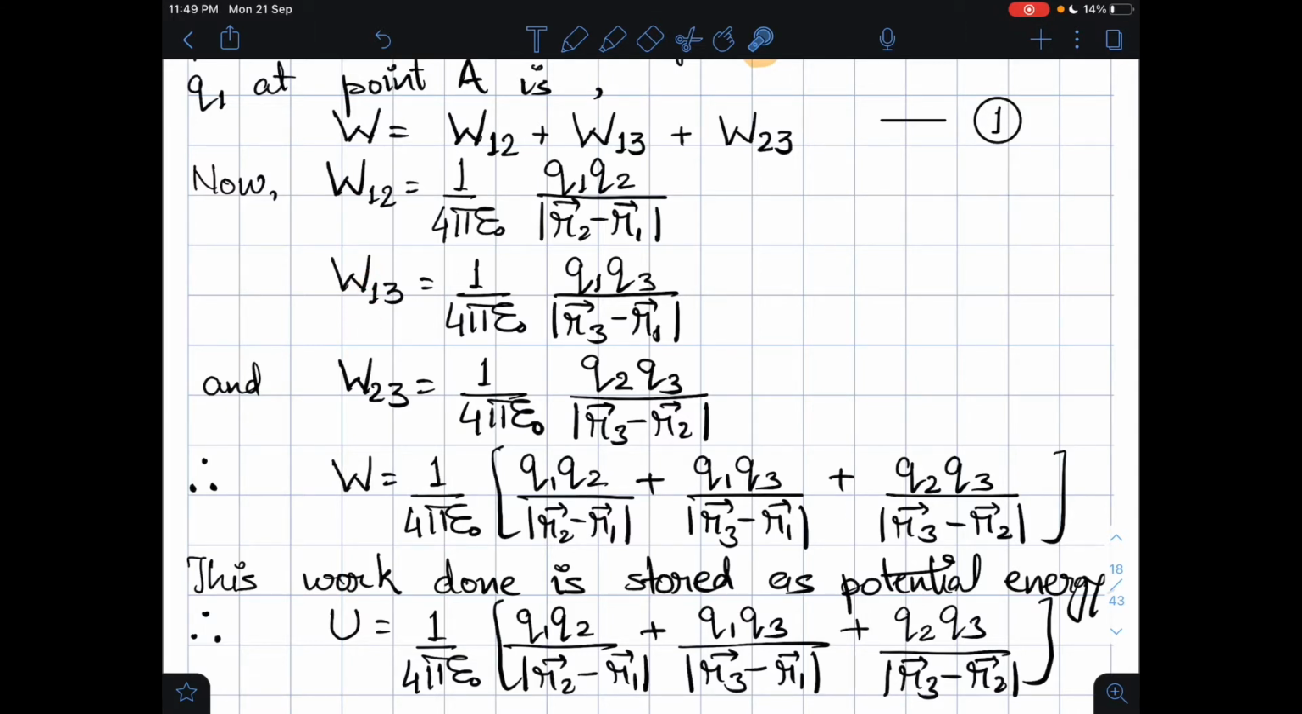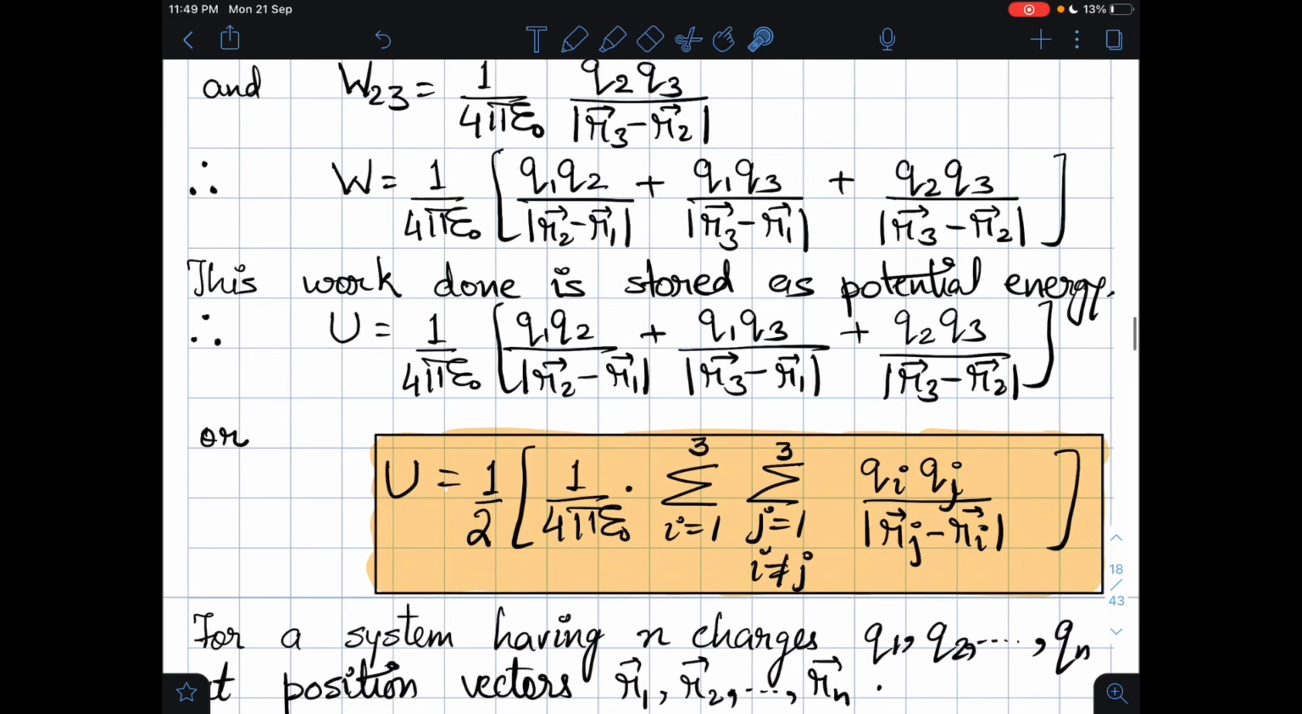So the total work done, just add all these. 1 upon 4 pi epsilon naught is common and I took it out, into q1 q2 upon mod of r2 vector minus r1 vector plus q1 q3 upon mod of r3 vector minus r1 vector plus q2 q3 upon mod of r3 vector minus r2 vector. Now this total work done is stored as potential energy. Therefore potential energy equals 1 upon 4 pi epsilon naught into q1 q2 upon mod of r2 vector minus r1 vector plus q1 q3 upon mod of r3 vector minus r1 vector plus q2 q3 upon mod of r3 vector minus r2 vector.